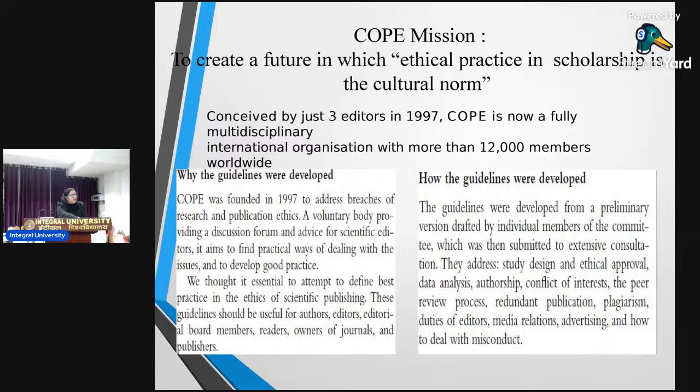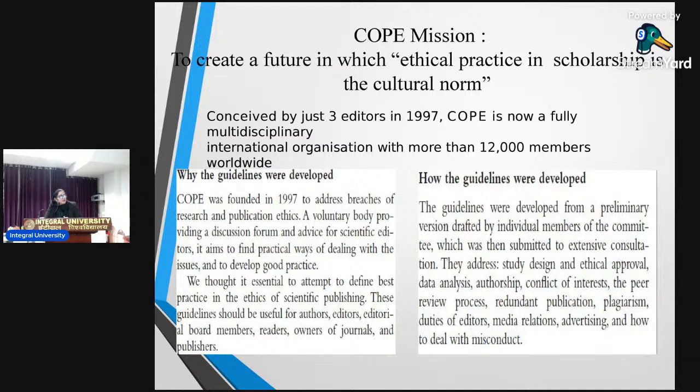Okay. So in the beginning, we had talked about the regulatory body, which talks about different guidelines and best practices of how research should be conducted. What was it called? Committee on Publication Ethics. So colloquially, we also call it COPE. So what is the mission of COPE? COPE's mission is to create a future in which ethical practice in scholarship is the cultural norm.